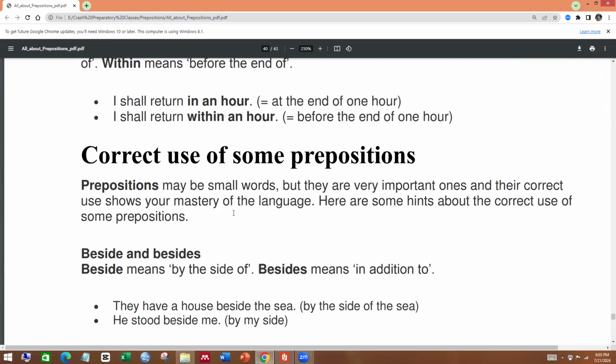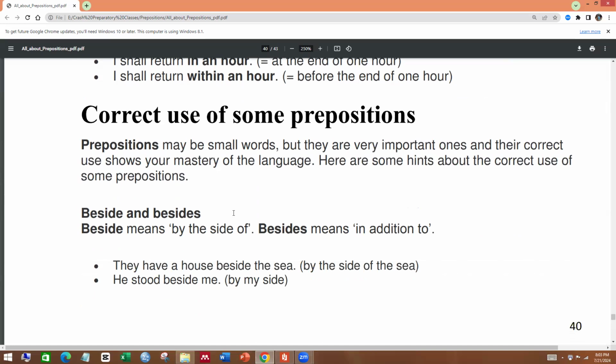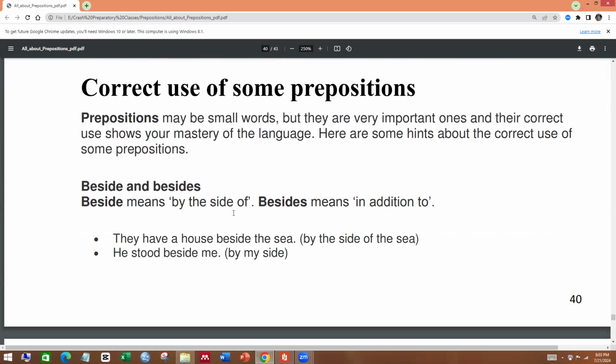Correct use of some prepositions. Prepositions may be small words, but they are very important ones, and their correct use shows your mastery of the language. Here are some hints about the correct use of the prepositions. Beside and besides. Beside means by the side of, besides means in addition to. They have a house beside the sea, meaning by the side of the sea.